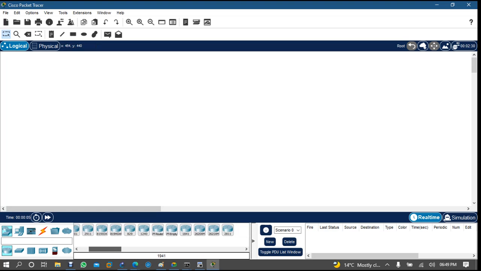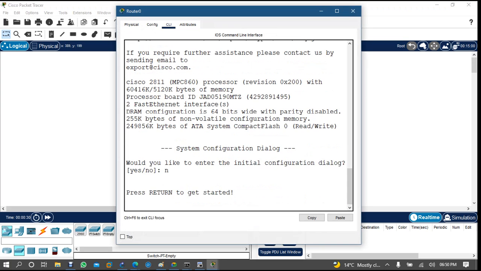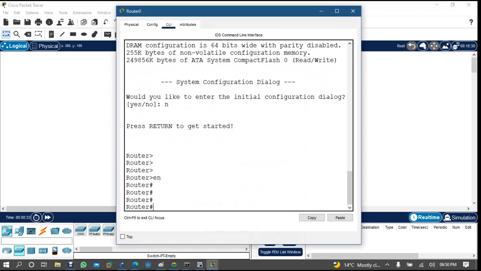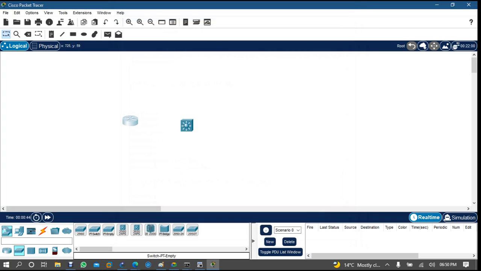So let me use a high-end 2811 router and one layer 3 switch, 3560. This one. These things you find in the high-end devices. So if I come here, enable, so SDM prefer. Okay, not there. Now come here.